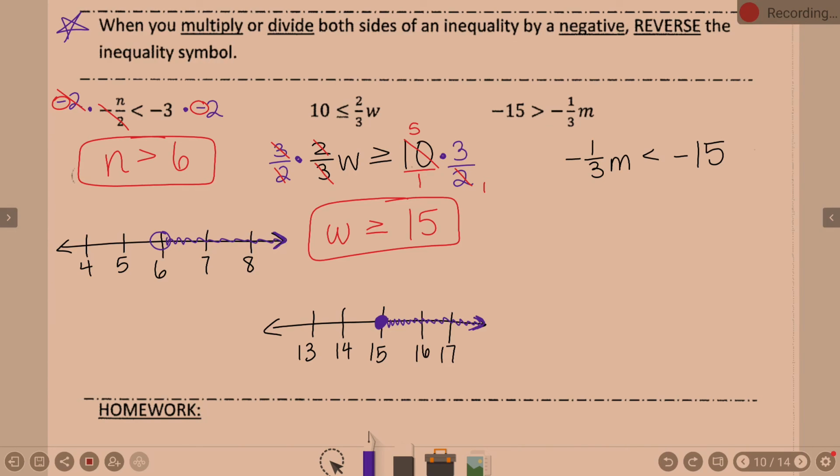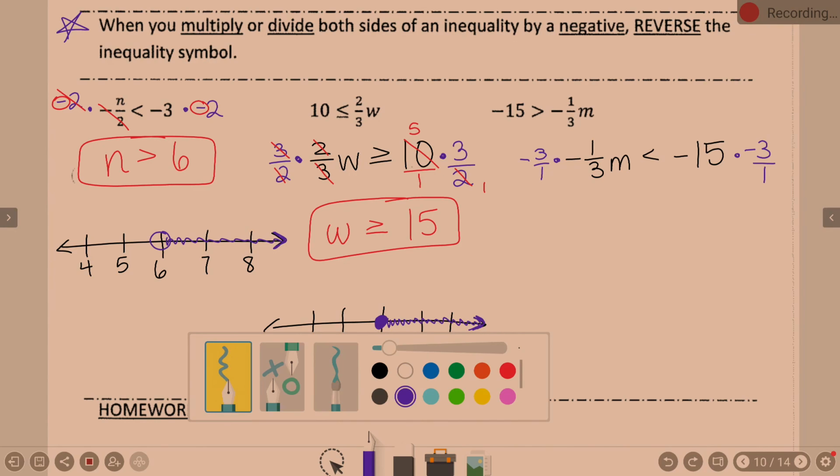What are your thoughts here? I'm going to put 15 over 1. Negative 3 over 1. Times 15. If we look at what's hanging out with m, it's a 1/3. How did we get rid of a fraction earlier? Multiplied by the reciprocal. Okay. So I'm going to multiply by negative 3 over 1. What I do on one side, I do on the other side.